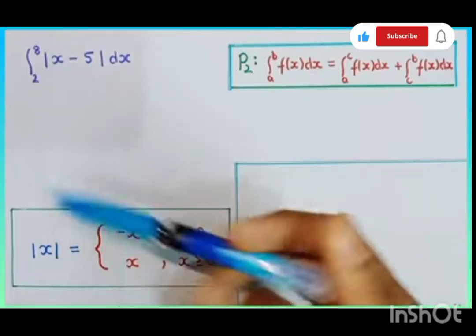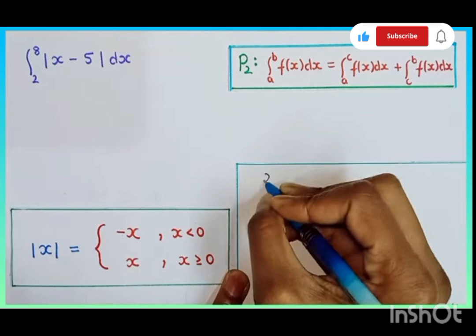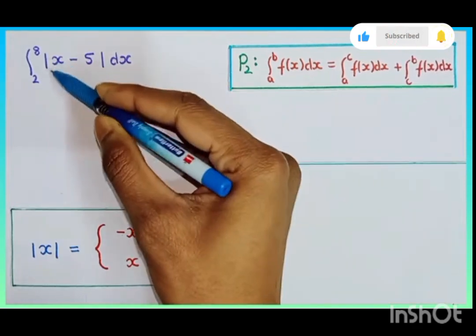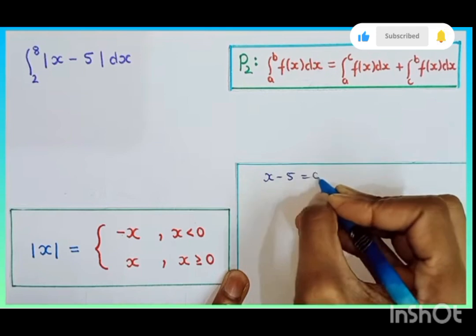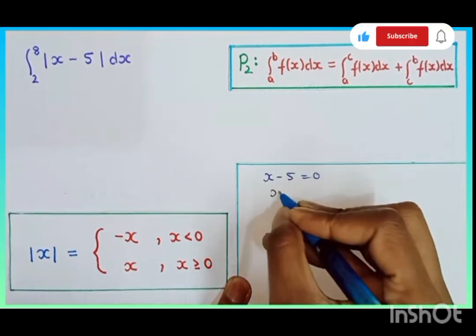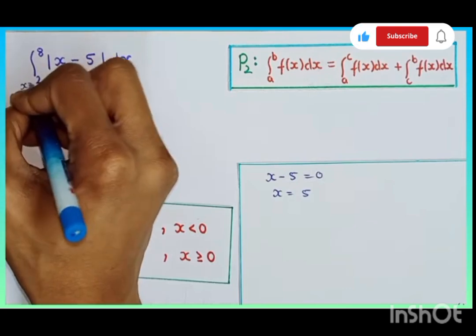There. It's minus 5 over here, right? How did we do that? What do we do first? We'll find where our function, mod x minus 5, is 0. So, put it equal to 0. So what value do we get for x? We get 5. And where does our x range from? From x equals 2 to x equals 8.